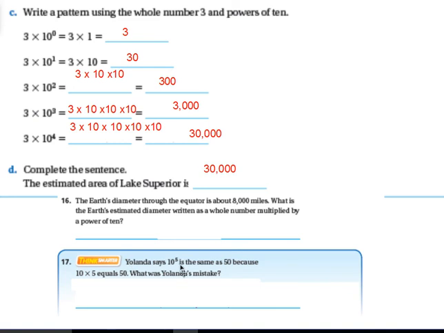Yolen says 10 to the 5th power is the same as 50 because 10 times 5 equals 50. What mistake did he make? Talk to your partner about that, please. He multiplied 10 times 5 instead of 10 times 10 times 10 times 10 times 10. Too many 10s.